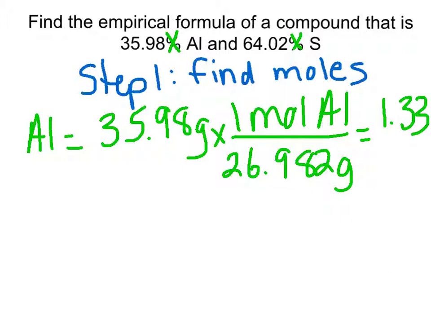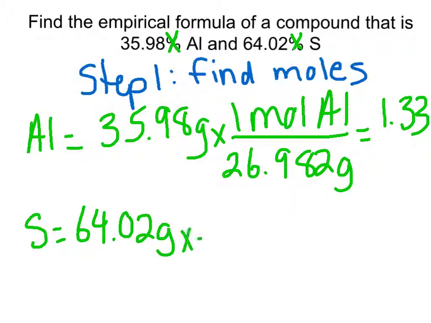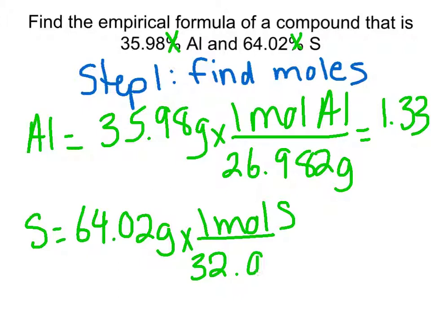We're going to do the same thing with sulfur. We start with 64.02 grams, use our molar mass ratio, and from our periodic table, see that there's 32.066 grams per mole of sulfur. I calculate that, and I end up with 2. Okay? So that's step 1. We know how many moles we now have of each element.